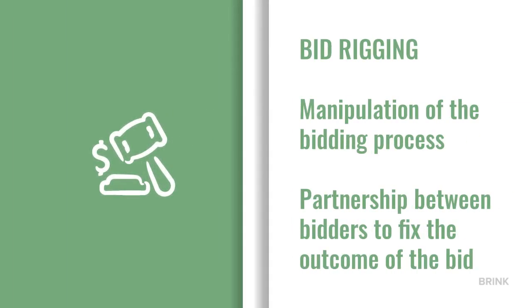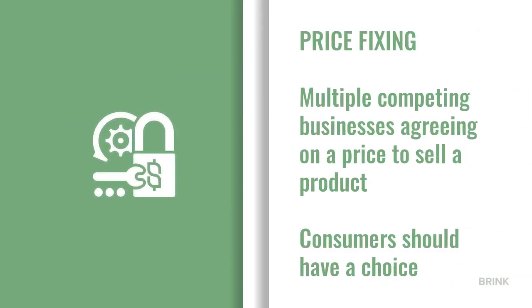Bid rigging is an unfair and unethical business practice where a partnership between bidders or multiple individuals to fix the outcome of a purchase is used. Another unfair and unethical business practice is price fixing. This is when competing businesses agree on a price to sell a product, oftentimes with the intention of limiting other competitors.